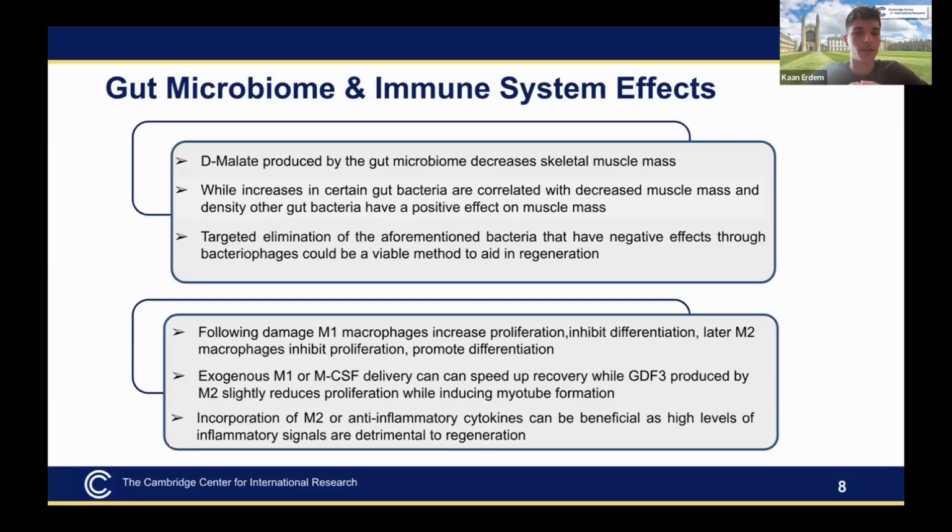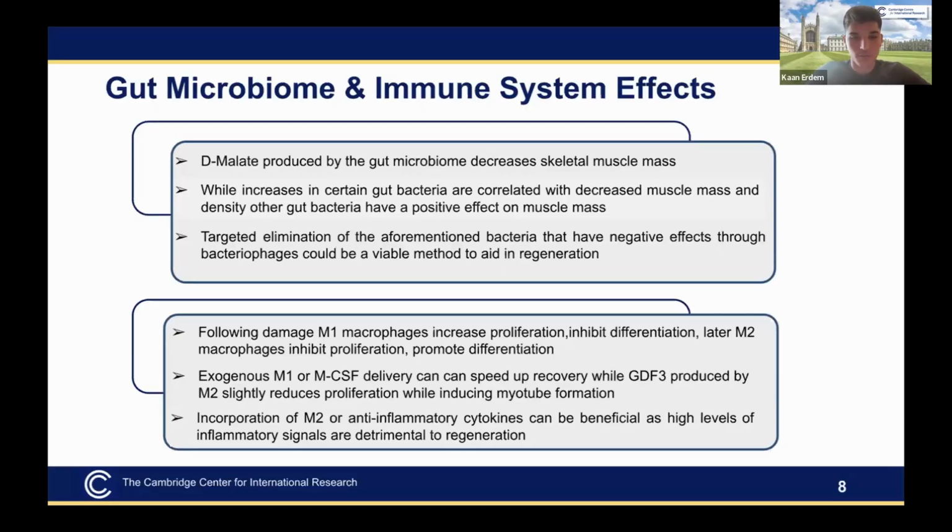And other than metabolites, it has been shown that higher numbers of certain gut bacteria are correlated with decreased muscle mass and density, while other gut bacteria have a positive effect on muscle mass. The biggest example of this from my study was that an age-associated increase in Sutterella bacteria has been shown to result in decreased gastrocnemius muscle mass due to the decrease in Barnesiella, which is a bacteria type in the gut microbiome that promotes skeletal muscle tissue regeneration and formation.